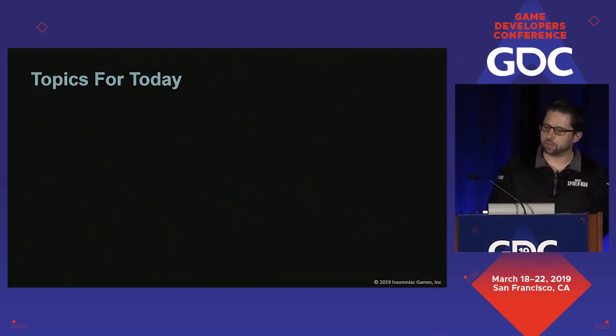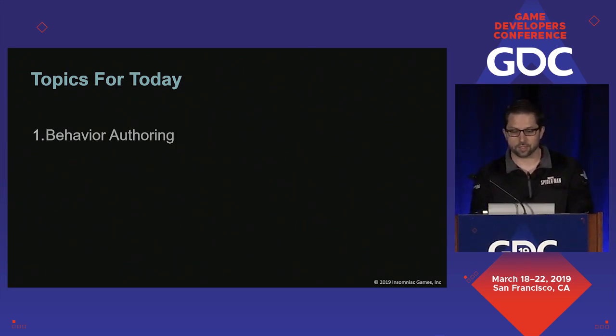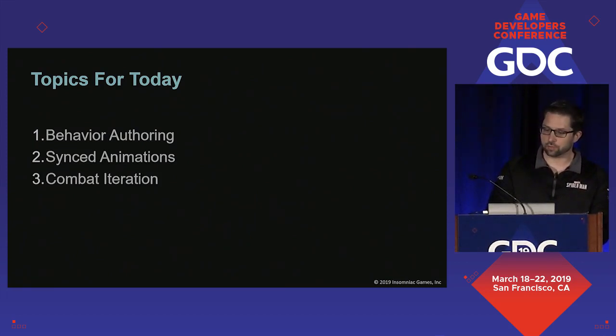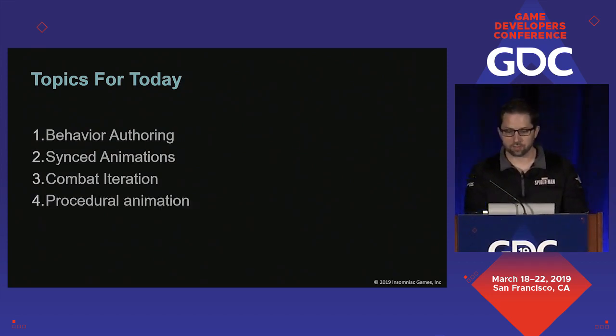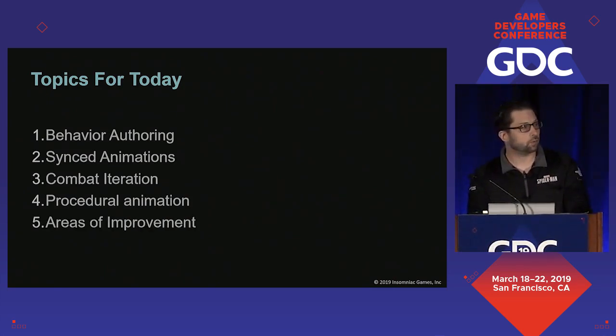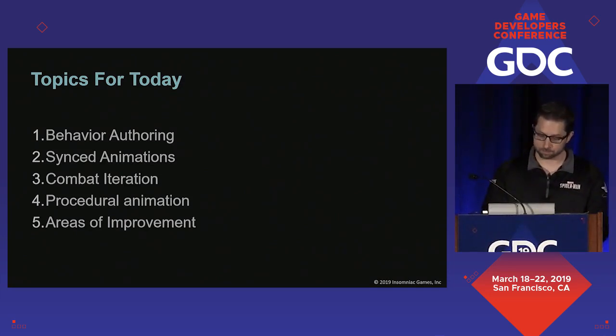So let me give you a quick preview of the topics I'm going to discuss today. I'll start with some high-level trends related to how we author behaviors and build AI characters. Then I'll move into how we use synced animations to get a Marvel feel in a game. From there, I'll give an overview of a few core problems and how we iterated on them with our combat. After that, we'll look at some procedural animation techniques that we developed specifically for Spider-Man. And then finally, time permitting, I'll briefly discuss a few of the places where I feel we fell short.